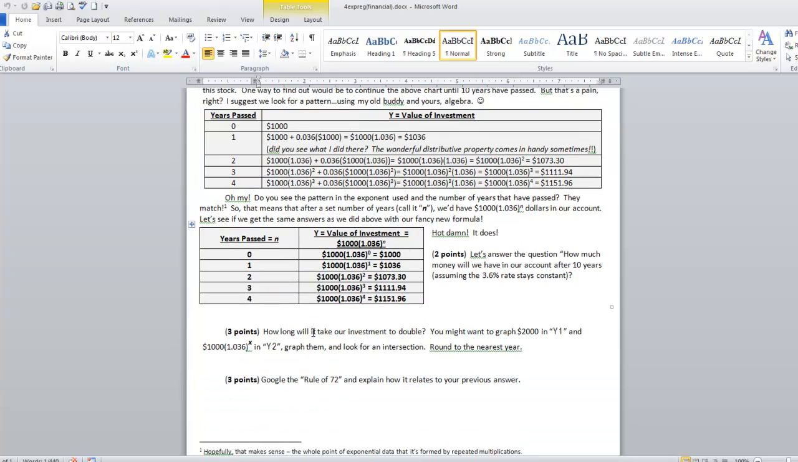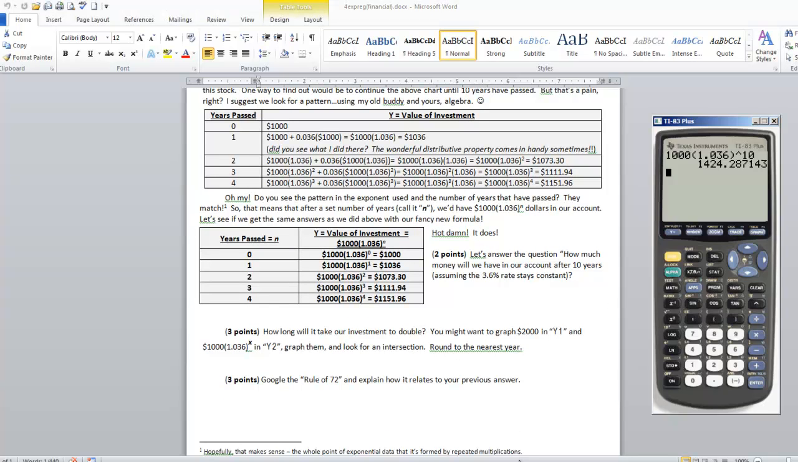All right. And then it says, how long will it take our investment to double in value? So I want 1,000 to become 2,000. I give you a hint. I tell you to graph it. It's probably the easiest thing to do rather than trying to futz with it algebraically, unless you understand how to do logarithms. So let's go with graphics, which always help. $2,000 here. Why did I type 2111? I meant to type 2000.